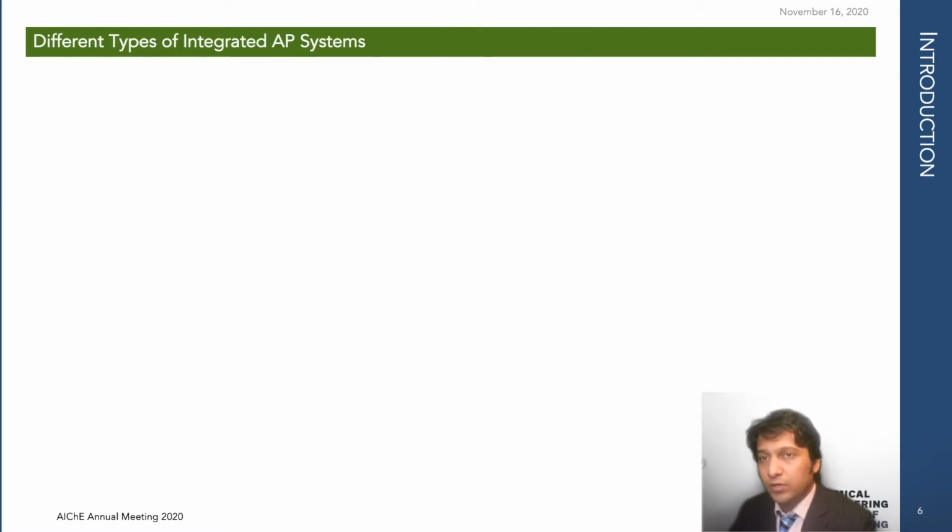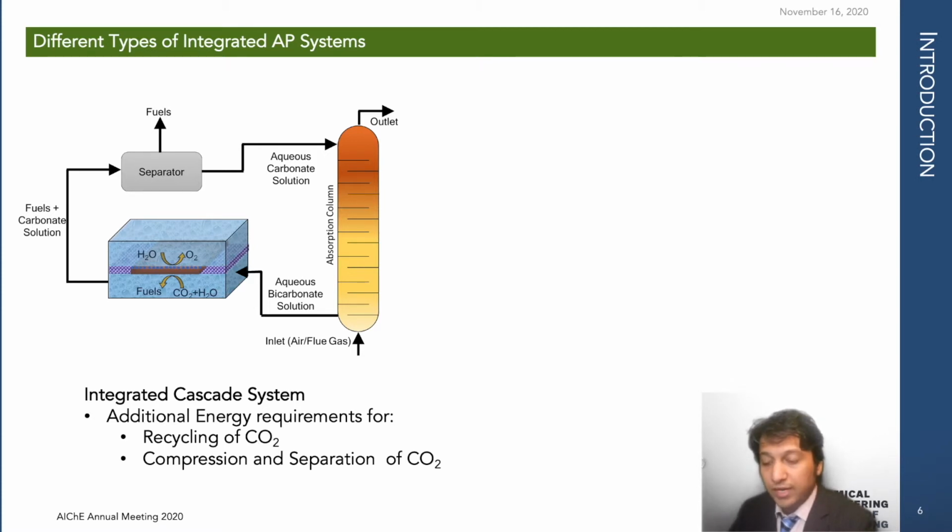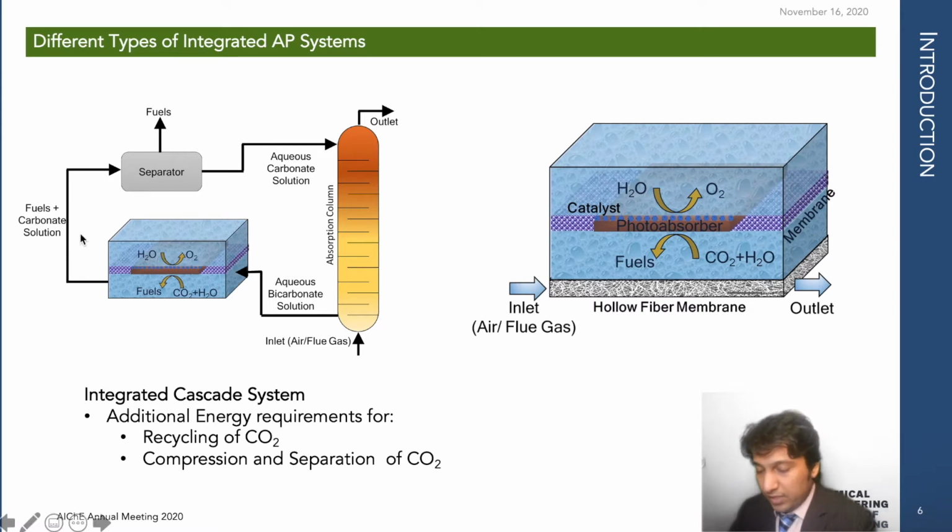Now let's move on to discuss different types of AP systems, or artificial photosynthetic systems. Mainly there are two types. The first one is the integrated cascade system. Here we can see that we have one electrochemical cell and one CO2 capture unit. So one reduction unit, one capture unit. What is happening is the CO2 is getting captured first, then it goes to the electrochemical cell to get reduced, and then it's separated and recycled.